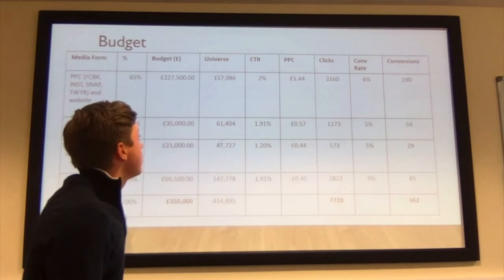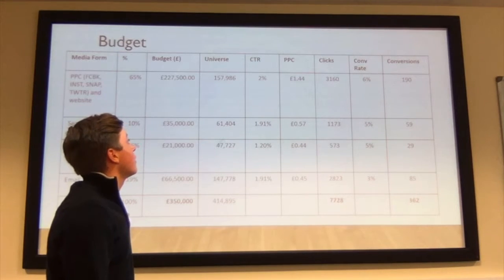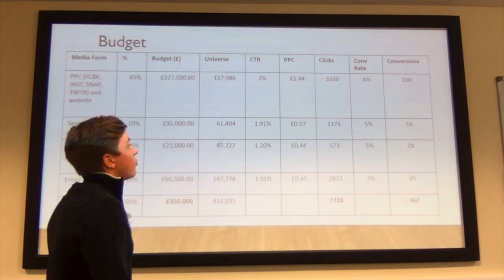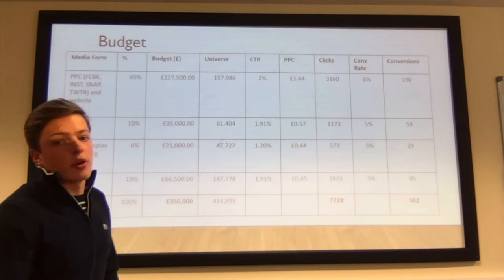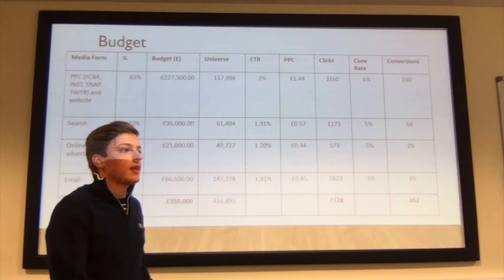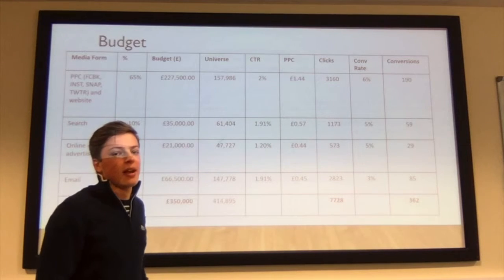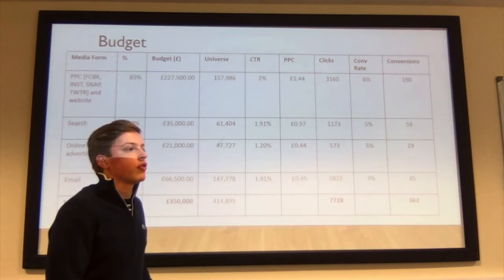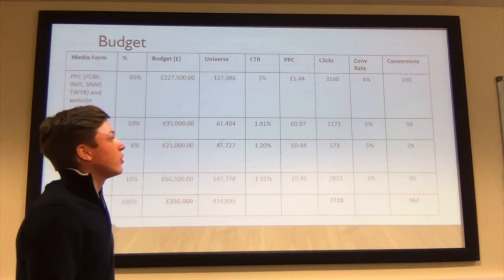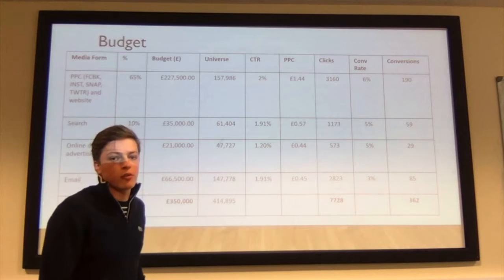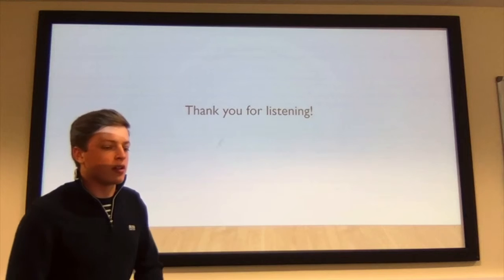The aim of this would be to access around 150,000 impressions with a click-through rate of 2%, meaning we have 3,000 clicks. So this will go towards the online information and resources for controlling blood pressure, and then this will have a conversion rate of 6%, which will lead to 190 conversions, which will work towards the blood pressure monitoring machines or products that will be available for customers to buy.